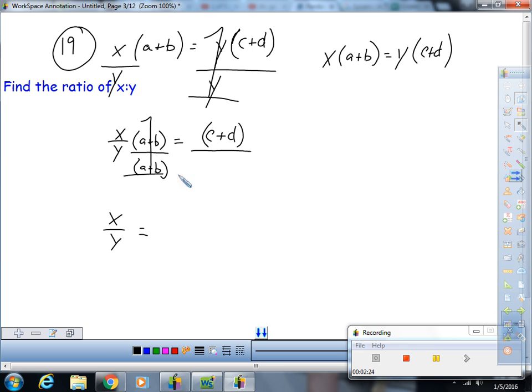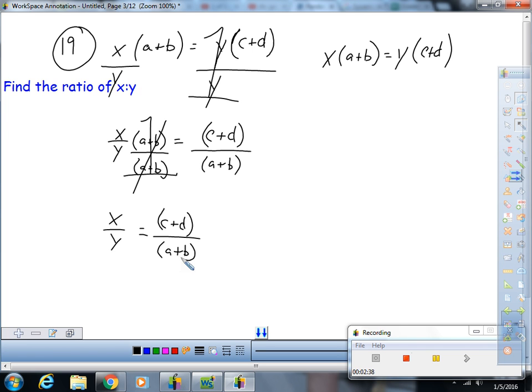Now I have a big 1. That's gone. But I have to divide each side by a plus b. So I get x over y is equal to c plus d over a plus b. That is the algebraic way to do it, okay?